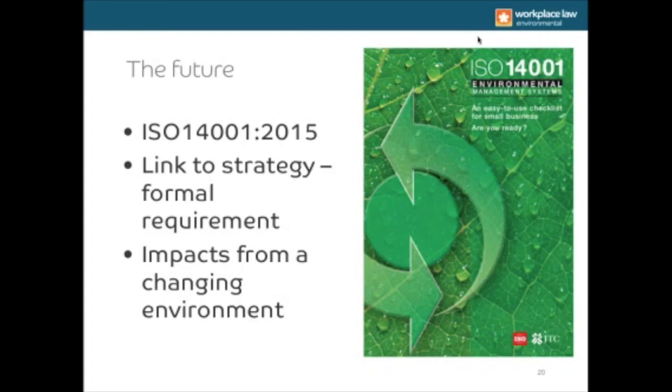Two main areas which have come up are requirement to link it to business strategy, which we've talked about in this presentation, and that's likely to become a more formal requirement. The second part is the ability of the environmental management system to identify and adjust to impacts from a changing environment, so perhaps a change in the markets in which an organisation operates, or a change in activities.